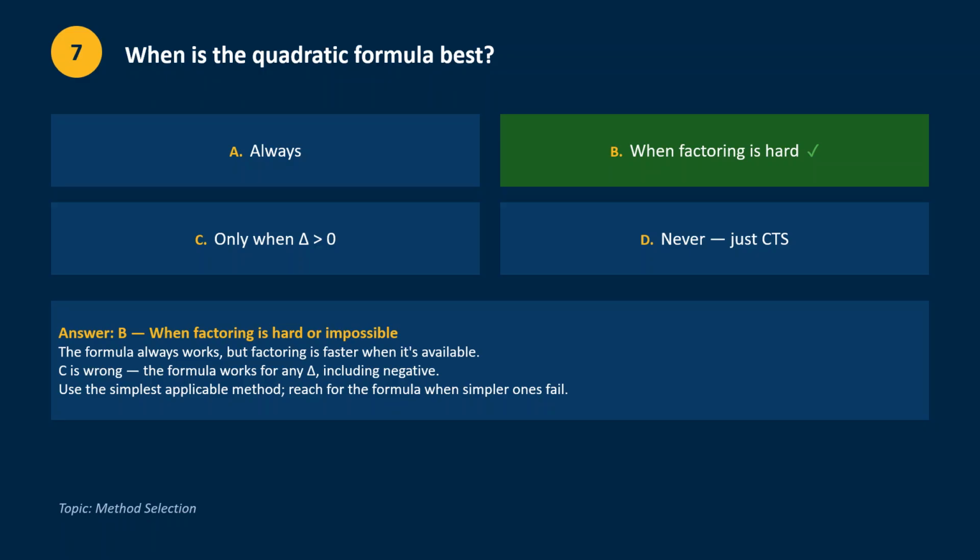The square root property is faster when the equation is already in the form x squared equals k. Factoring is quicker when you can spot integer factors. Completing the square is cleanest when the leading coefficient is 1 and the middle term is even. But when none of those shortcuts apply, or when you just want a reliable method that always works, the quadratic formula is your go-to tool.